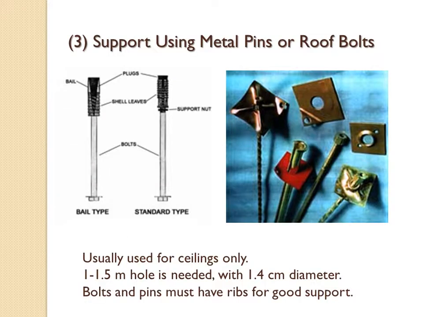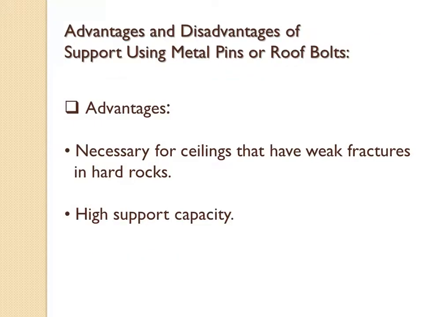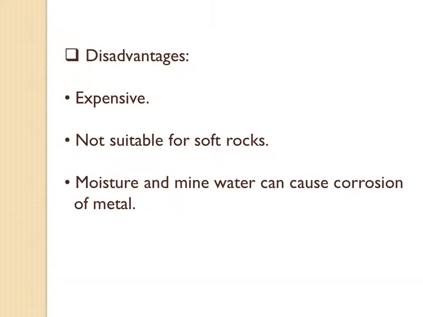The third type of support is support using metal pins or roof bolts. These are generally of two types, bell types or standard types. There are some parameters for using roof bolts. These are usually used for the ceiling only. A 1 to 1.5 meter hole is needed with 1.4 cm diameter. Bolts and pins must have ribs for good support. Advantages are: necessary for ceilings that have weak fractures in hard rocks, and high support capacity. Disadvantages of roof bolts are: expensive, not suitable for soft rock, and moisture and mine water can cause corrosion of metal.